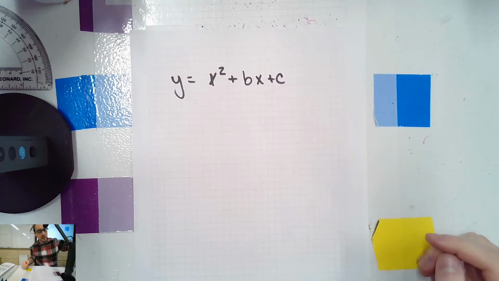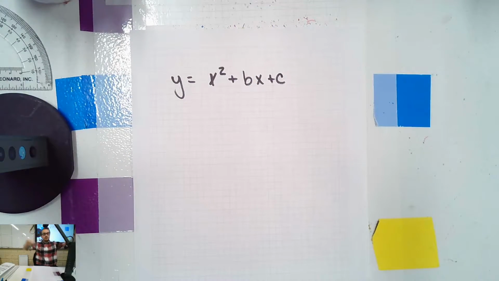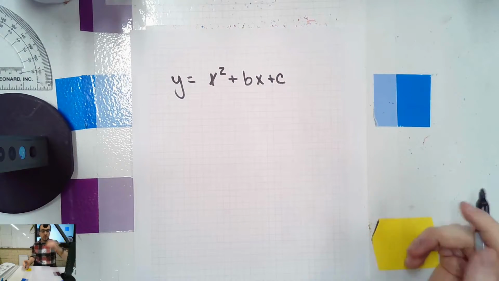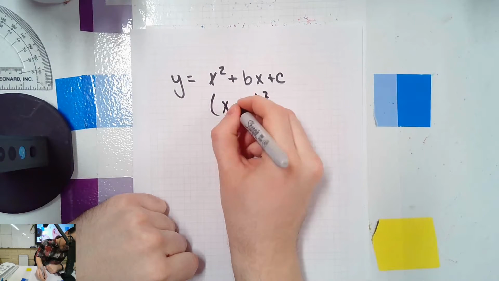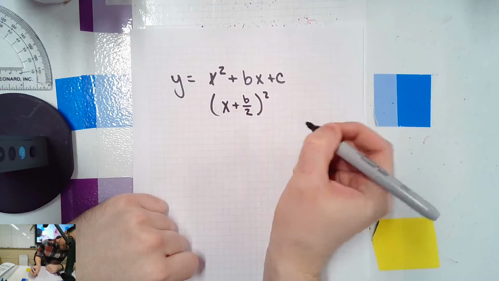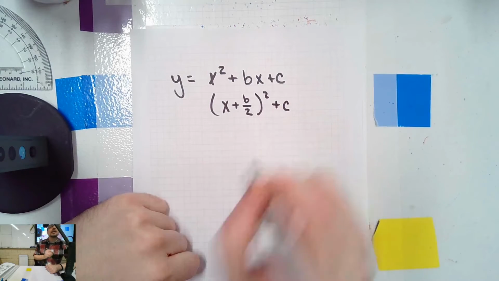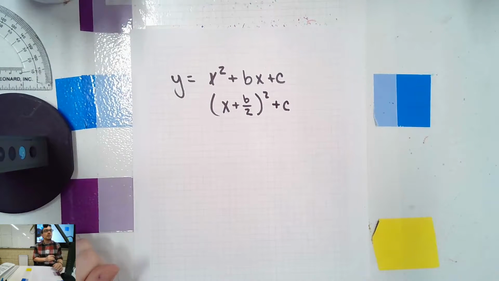And the formula we came up with is we cut the rectangle in half, right? So what's half of b? B over 2, right? This will become x plus b over 2 inside here, right? That's the shortcut. That's what would end up happening when we make a square.